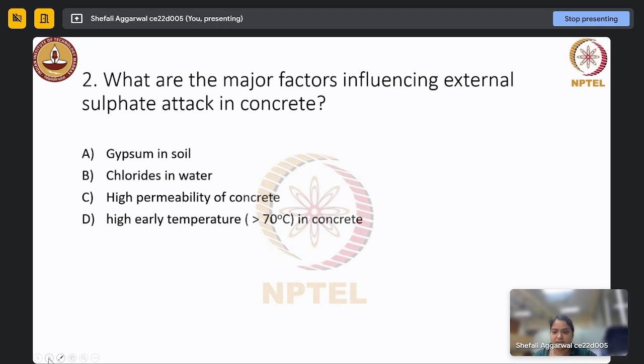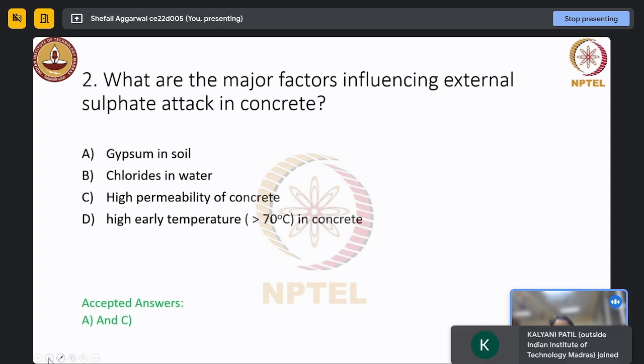Okay, let's see the answers then. Correct answer. So gypsum in soil will give us more sulfates, and when these sulfates react with the concrete, they will cause formation of ettringite. And chlorides in water will cause corrosion, not sulfate attack. And with permeability in concrete, the more the permeability, the more is the increase of sulfates in the concrete. And last is high early temperature. High early temperature in concrete will cause internal sulfate attack, not external sulfate attack. Okay, I'll go to the next question then.